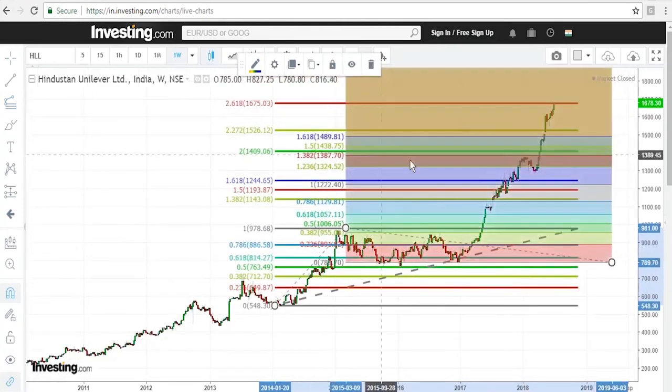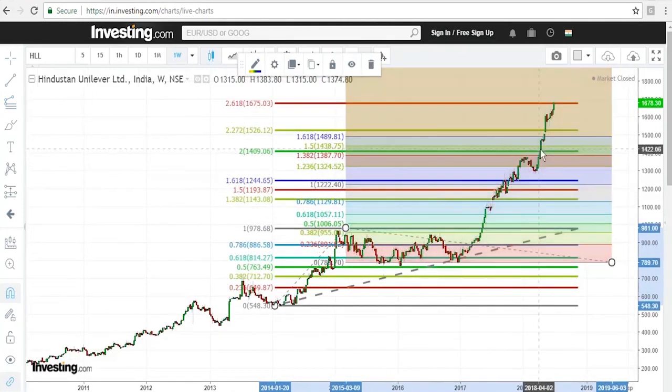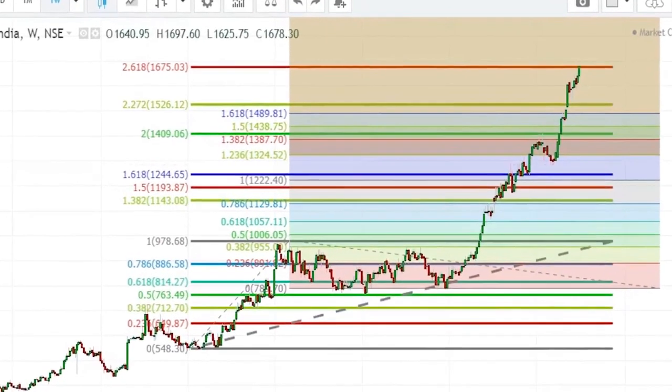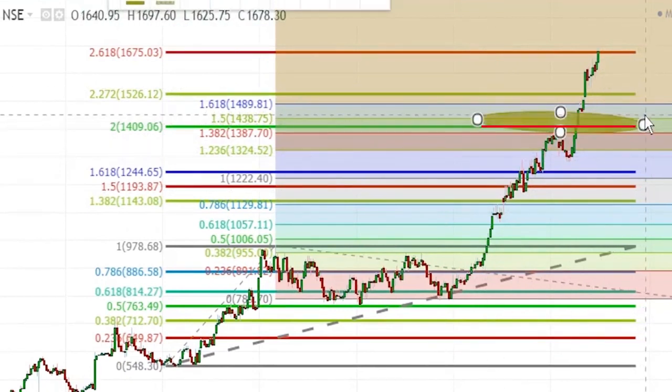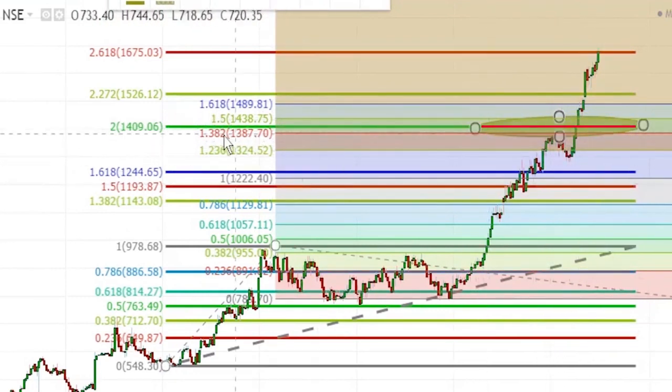As we can see at this point, let me select this one. As we could see, this region, which acted as a resistance initially, could have acted based on both the projection here and the extension here. So this was an important level.